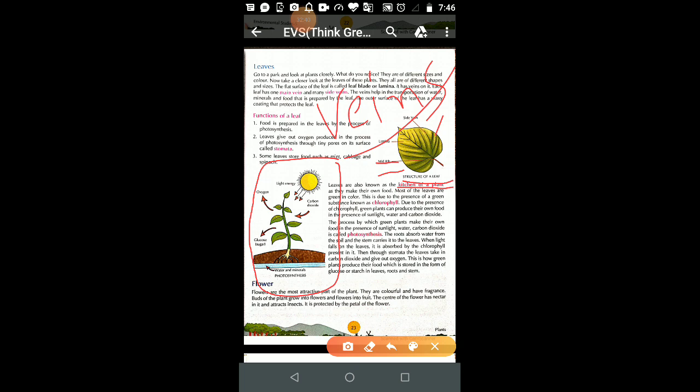Now student, chlorophyll present in leaves absorbs sunlight. Is it clear? Water from roots and carbon dioxide from air. And this chlorophyll produces food in the plant. Is it clear? Chlorophyll produces food in the plant.